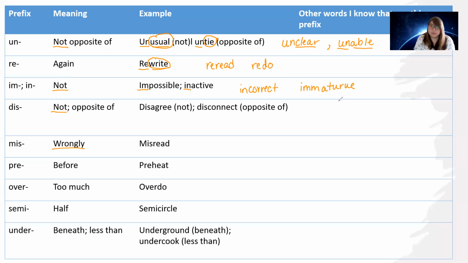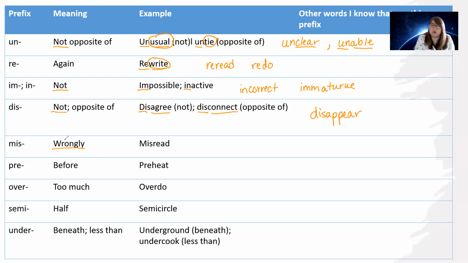That is not mature. Our next prefix is dis. Just like un, this means not or the opposite of. So we can say disagree, literally means to not agree, and disconnect means the opposite of connecting. So what other kinds of dis words can we think of? Maybe something like disappear, meaning to not appear.